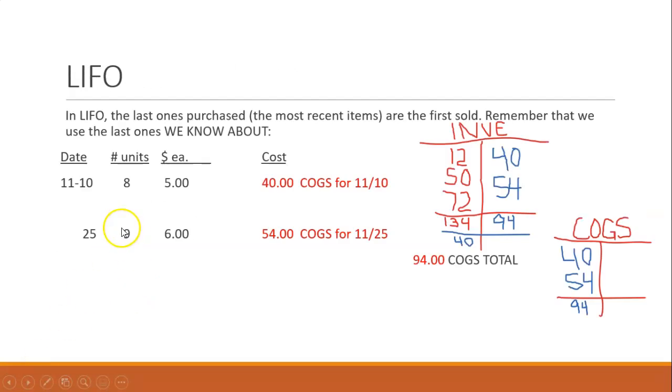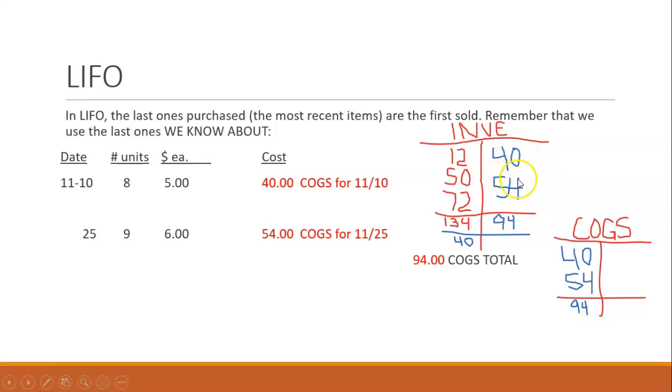So here we took the 9 units at $6. 9 times 6 is 54. So that's our cost of goods sold for November 25th. So we would do our journal entry. We would debit cost of goods sold for 54 and credit inventory for 54.